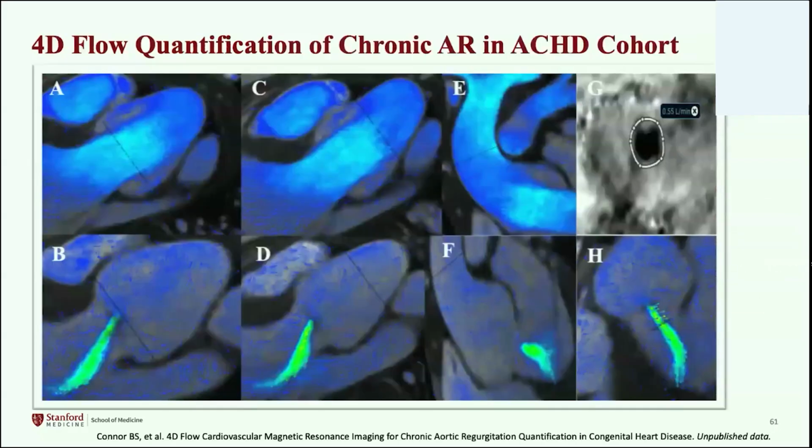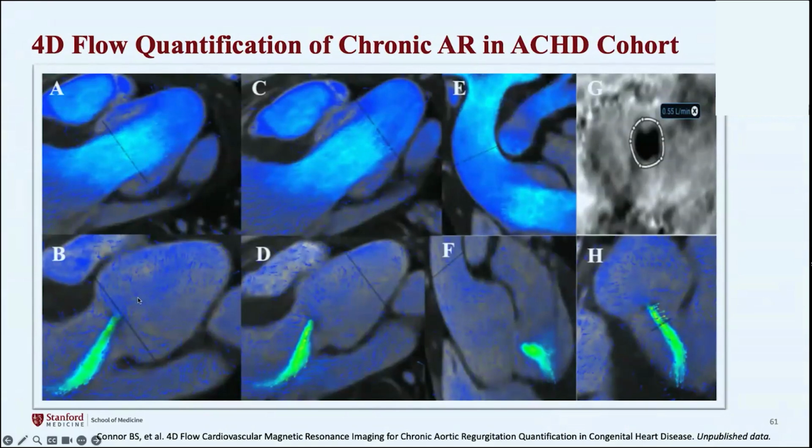So with that in mind, our second-year ACHD fellow, Bryn, did some very nice work that I'll try to walk you through in just the next couple of minutes. Bryn laboriously made measurements at the annulus, at the STJ, at the ascending aorta, and looked at different forward flows at these different levels.